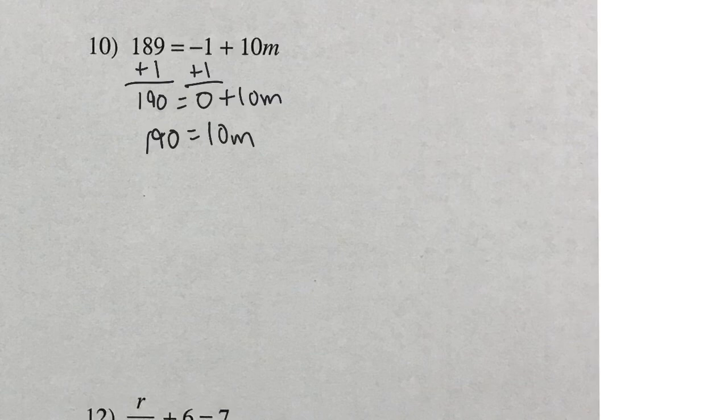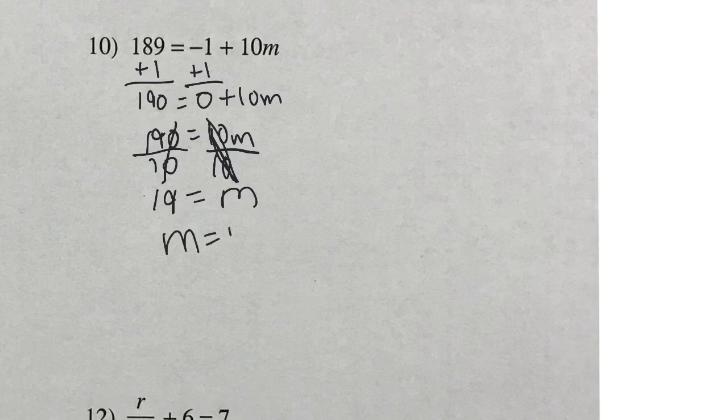Well, 10 times m, I'm doing multiplication, so I'm going to do the inverse, which is division. And if I divide by 10, this cancels it out. I'm left with m. But what I do to one side, I do to the other. This one's pretty easy because I end up with 190 divided by 10. I just cross out those zeros and I get 19 over 1, which is 19. Equals m, or m equals 19. Okay, let's go to 11.